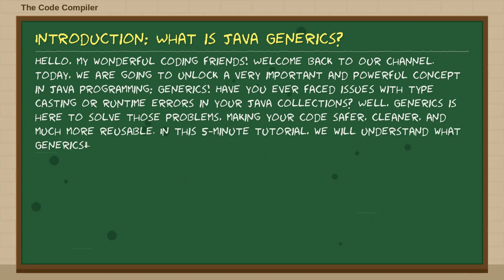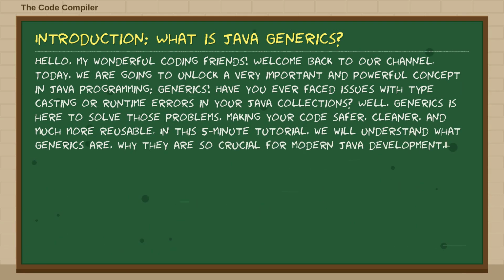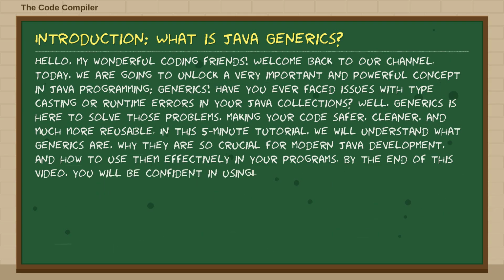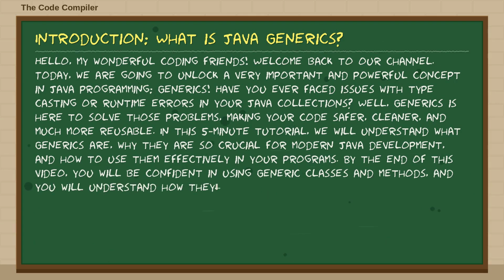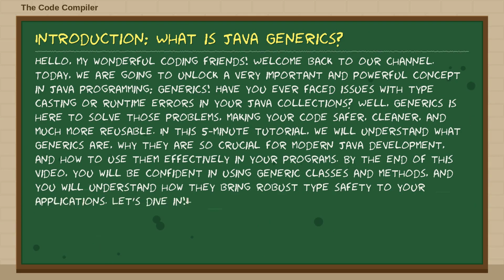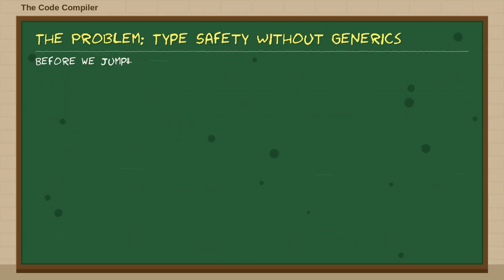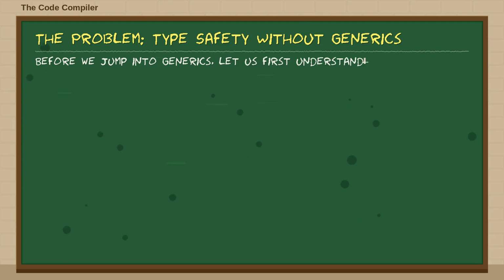In this 5-minute tutorial, we will understand what generics are, why they are so crucial for modern Java development, and how to use them effectively in your programs. By the end of this video, you will be confident in using generic classes and methods, and you will understand how they bring robust type safety to your applications. Let's dive in.